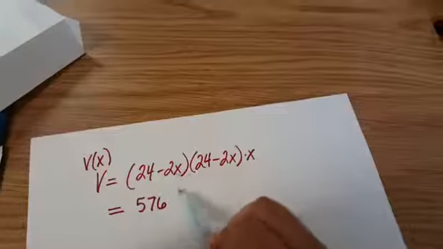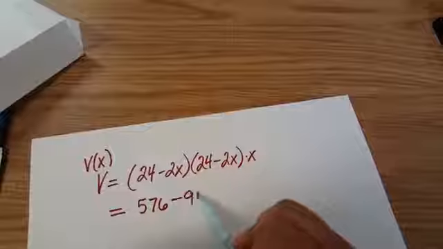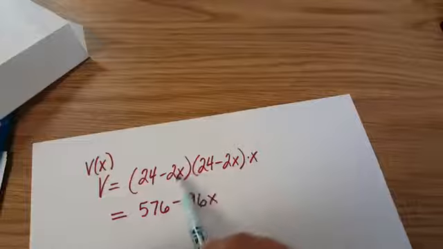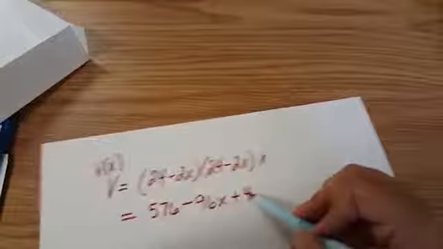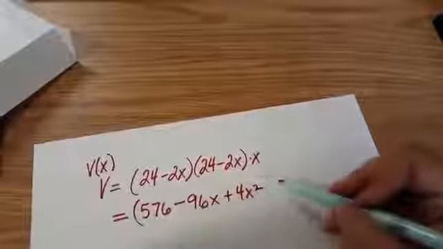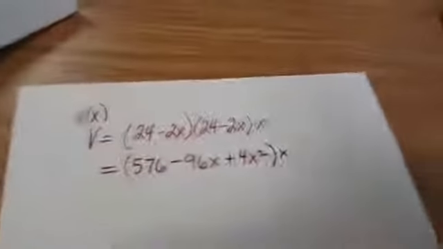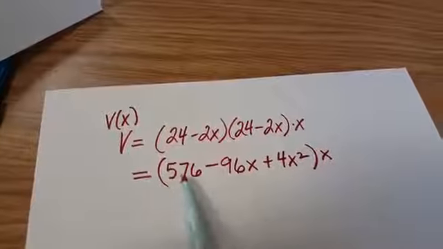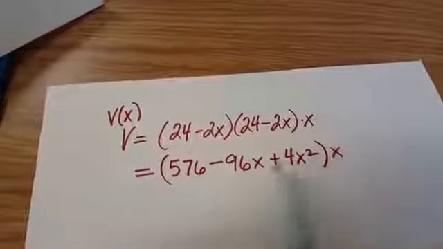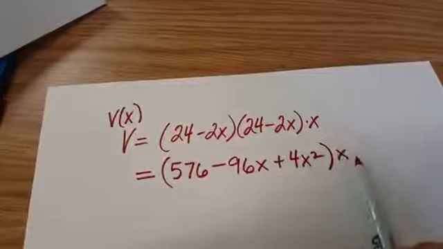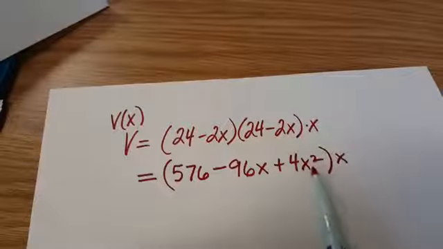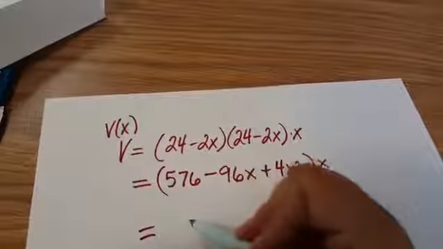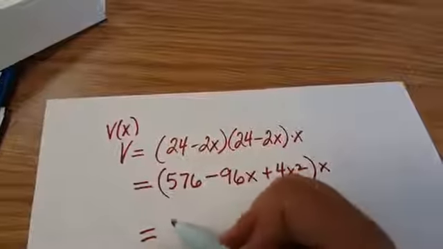And then do the same thing here. Minus 48X minus 48X is minus 96X. And then last times last, negative 2X times negative 2X is plus 4X squared. Now all of that is still times X. So I still have to distribute that X, and I'm sorry for the phone moving all around. So 576 times X is 576X, minus 96X times X, which is X squared, plus 4X squared times X, which is X to the third. So I'm going to go ahead and rewrite this in descending order with the biggest exponent first.